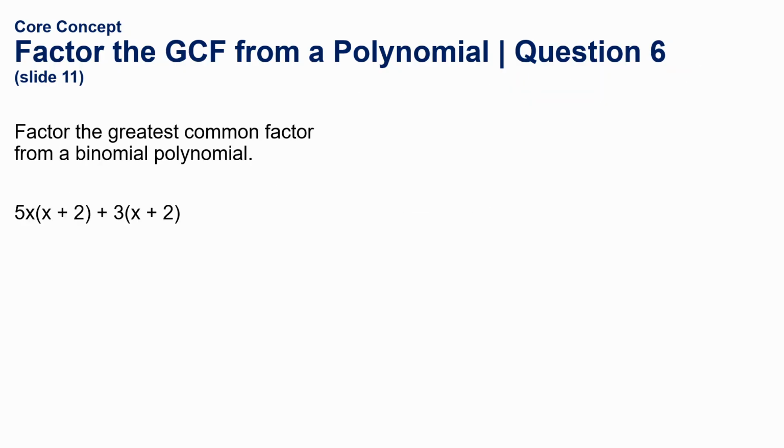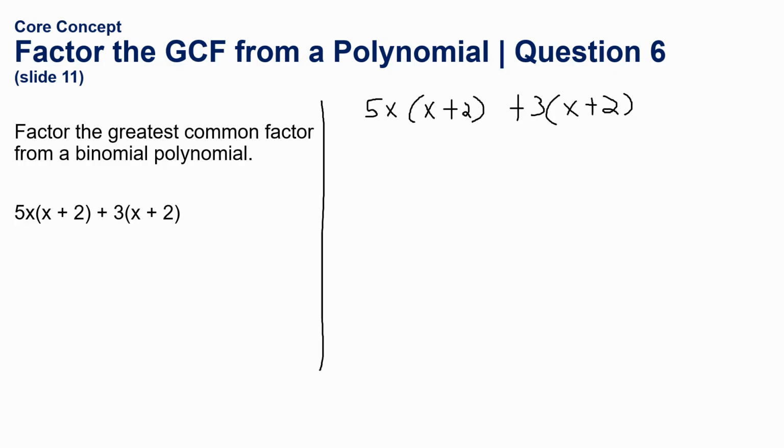The final question in this series is slightly different in that it asks to factor the greatest common factor from a binomial polynomial. So we've been looking at monomials, but binomials in this case are really a little easier, because if I look at this, do you notice how we have x plus 2 as the item in our, let's not put the 3 in the parentheses yet. We have 3x plus 2.